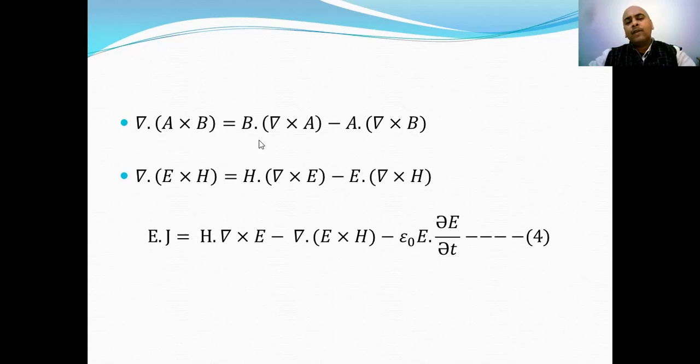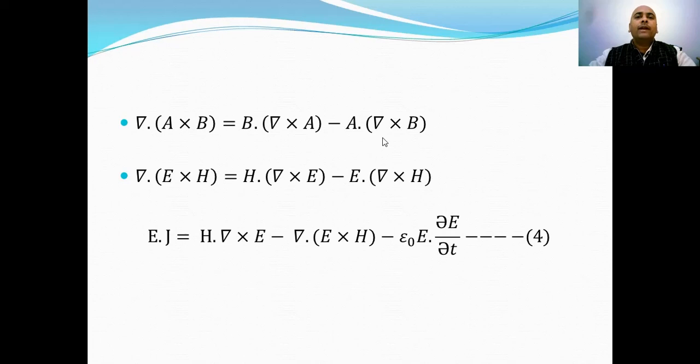So this is the equality that has been obtained. We know that del dot (A cross B) can be obtained by using a determinant with the first row del, second row A and third row B. So by using the determinant we can obtain that del dot (A cross B) is equal to B dot curl of A minus A dot curl of B.